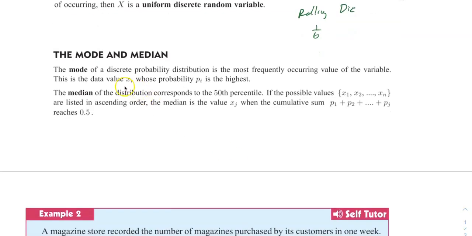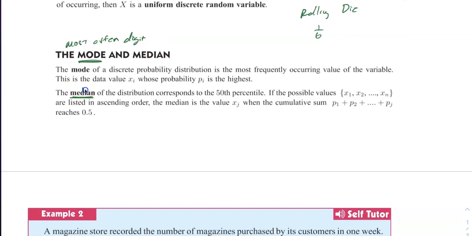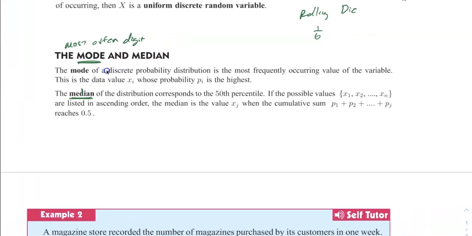Mode and median. Mode's the most often digit, I always say. So I always think about mode as most often digit. And median's the middle one. I always write median lowercase because see how there's that d? That lets me know it's the middle one, because there's a little line right there. So that's all that means.